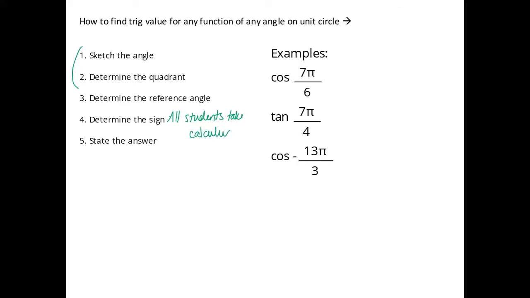And then once you have that, you're going to know your ordered pair from the reference angle. You're going to know the sign of whatever piece or pieces you need from All Students Take Calculus. Then you'll finally just state the answer. So again, you might find a different process that works for you.